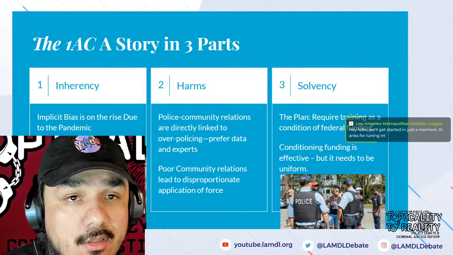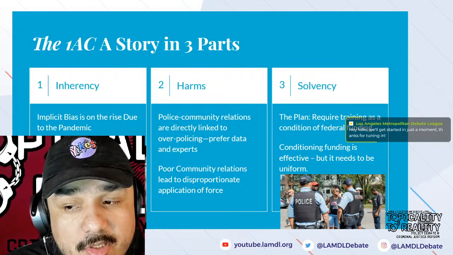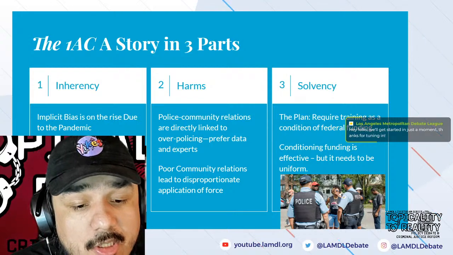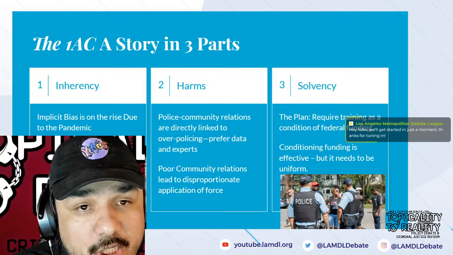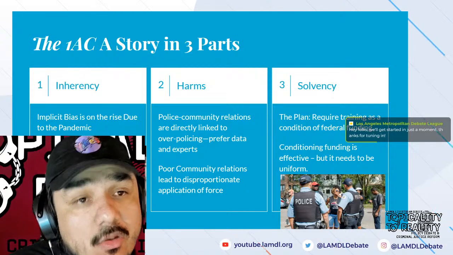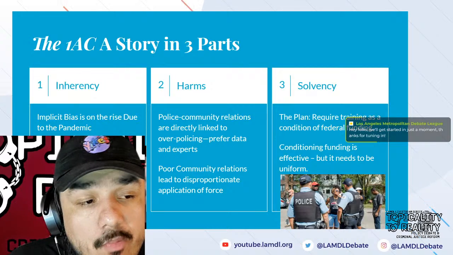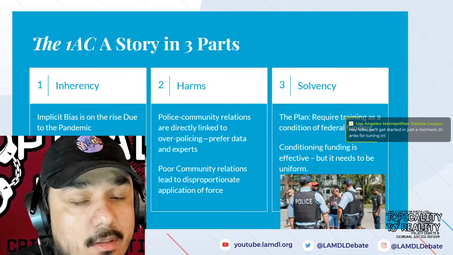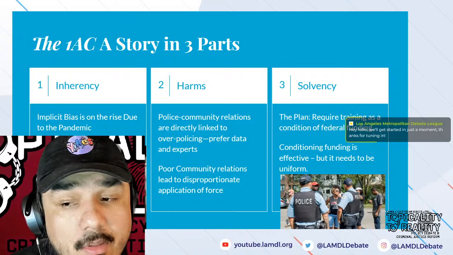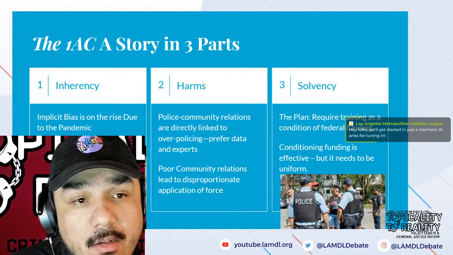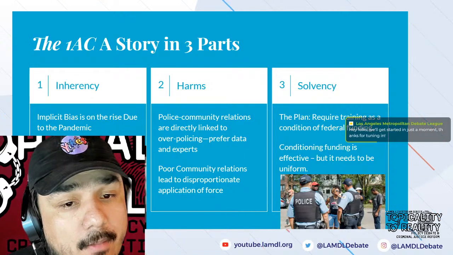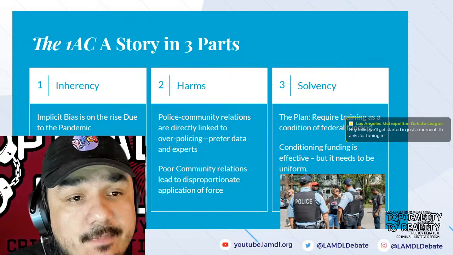Right? And that's where we get to the solvency, that by training police officers on their implicit bias and forcing police and police academies to turn it into a policy, that would create change in some instances. Right? That conditioning the funding is effective as long as it's uniform across the states. Right? When we get to the negative, we'll talk about an argument, the states counterplan, that says that it's better for different states to address the problem on their own. But the 1AC already preempts that, or in other words, makes an argument assuming what the negative will say. So it says that it's better for this to be uniform, right?